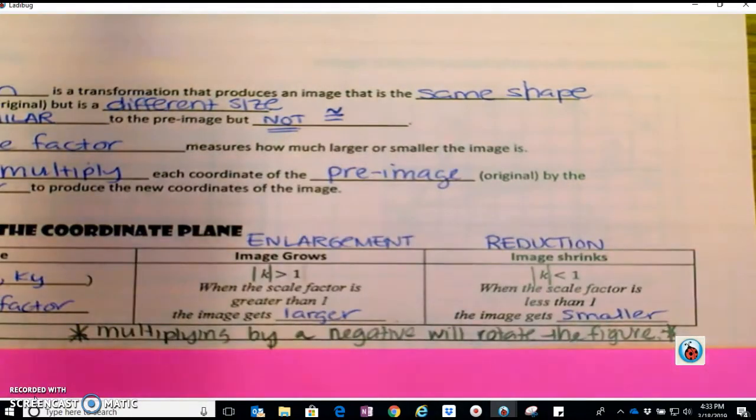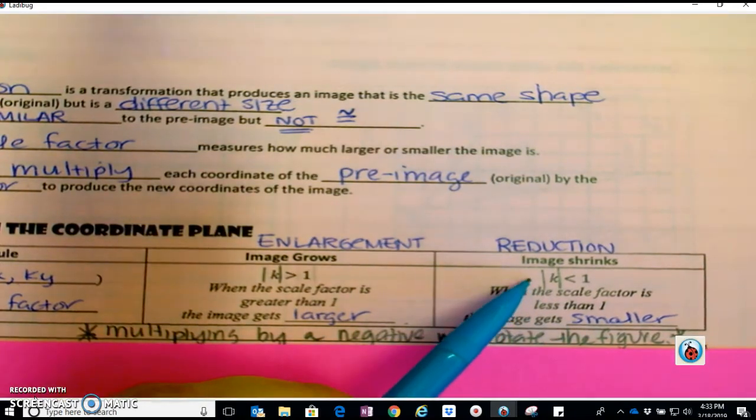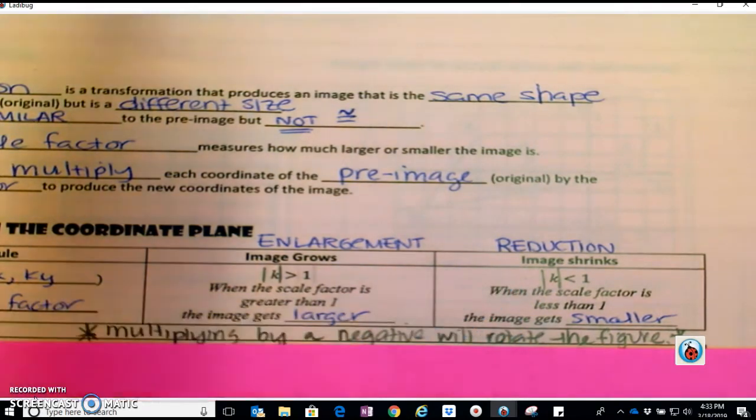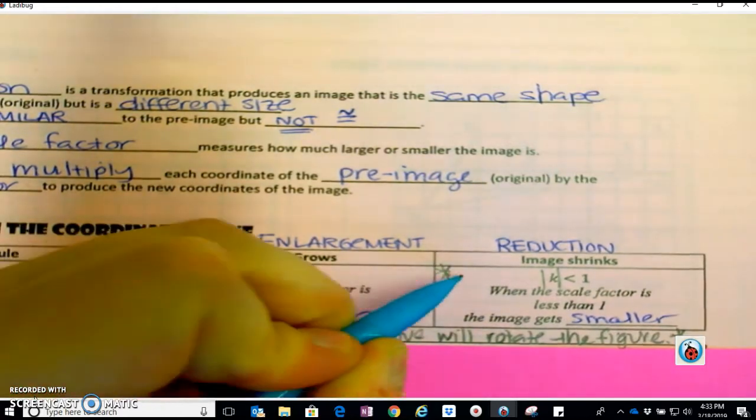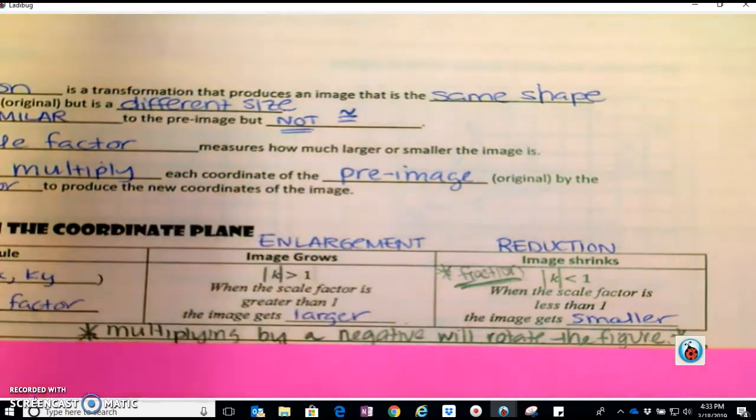So if you see that your shape is turning and growing, that means there was a negative involved in the scale factor. And I could get technical that the absolute value has to be between 0 and 1, but here, just remember, if it's a fraction, that's what I mean.